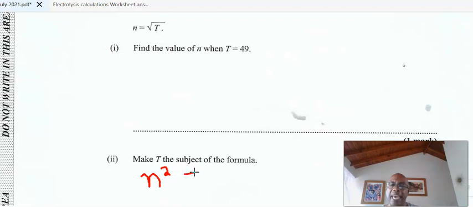When we square the right side, the square of the square root of T is just T. So we have expressed T in terms of N, and that is the answer. Normally we put the subject of the formula on the left side, so you can write it as T equals N squared, but even if you leave it like this, it is the answer. Thank you. We'll move on to the next part.